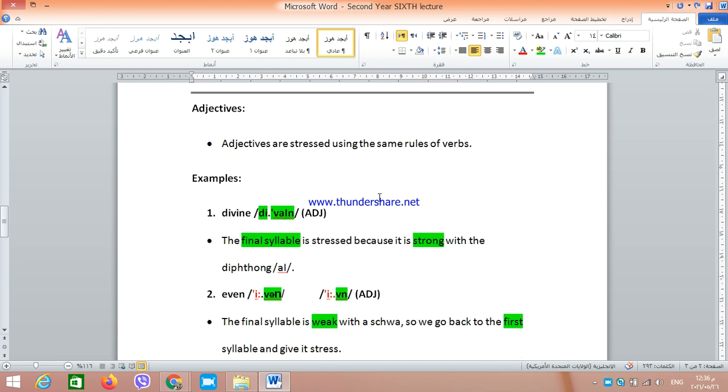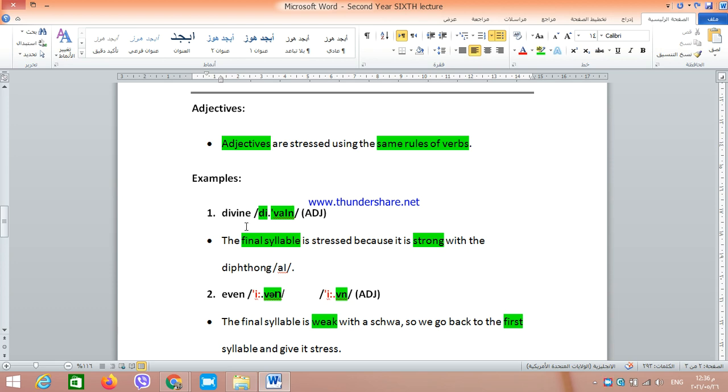Now, what about adjectives? Adjectives are stressed using the same rules. So we deal with adjectives the way we did with verbs. Again, we have a look at the final syllable. If that syllable is strong, we give it stress. If that syllable is not strong, we go to the first and give it stress. Okay? So the same rules.